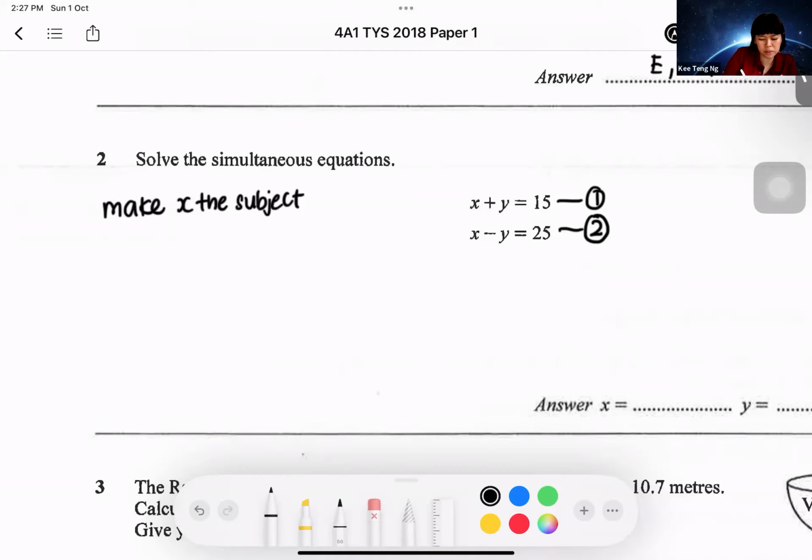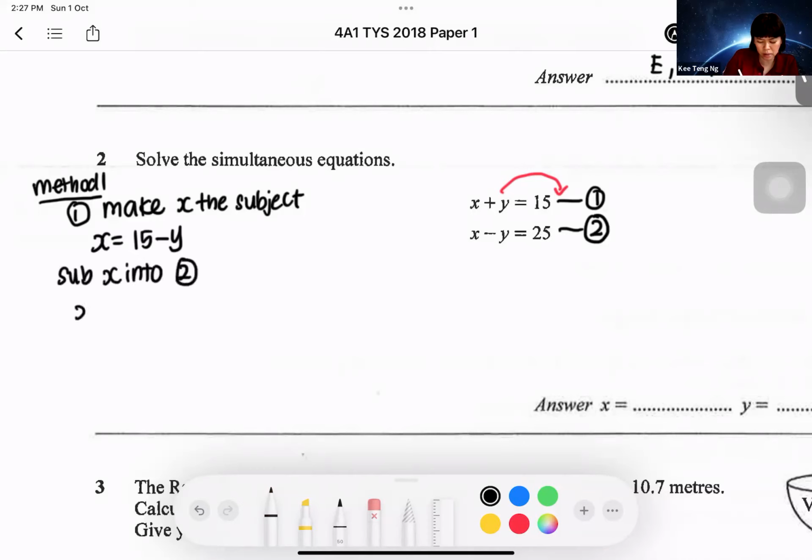Right, this is the first method, by substitution. From equation 1, I make X the subject. I'm going to shift Y over, so this becomes 15 minus Y. So X equals 15 minus Y. Then I'm going to substitute this into equation 2. Equation 2 is X minus Y equals 25. Wherever I see X, I'll change X into the whole of 15 minus Y. So I'll plug this inside here.